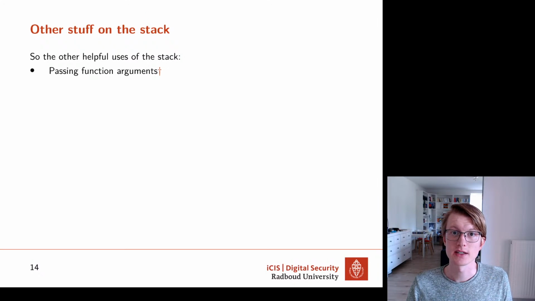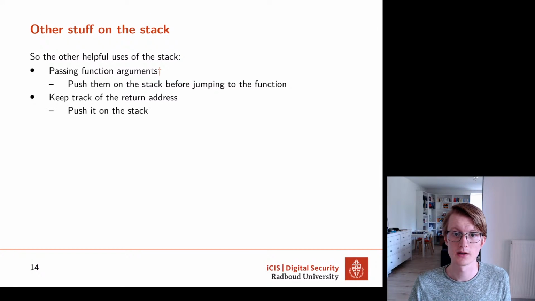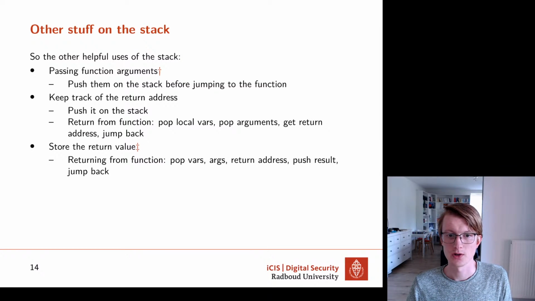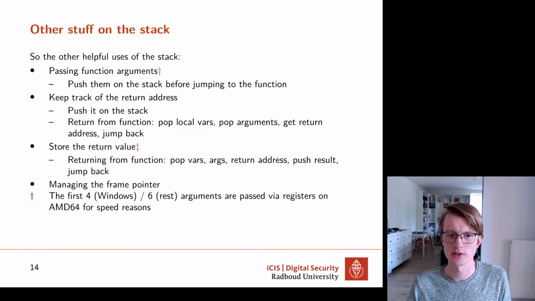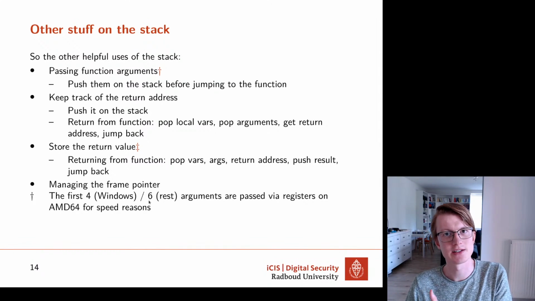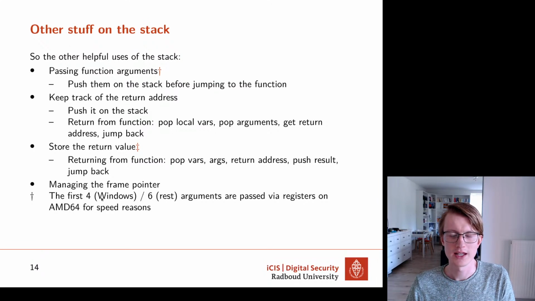So summarizing all of the sorts of things that the stack is also used for: passing function arguments, keeping track of this return address, storing the return value on some platforms, and managing this frame pointer. And for these function arguments, it's important that on AMD64, for reasons of speed, the first few are passed by registers, because when you have to go through memory, that is really very slow. So the less you need to do that, the quicker your program will run. And how they came up with these specific values, I have no idea. They probably had some idea why this was a smart number to pick.